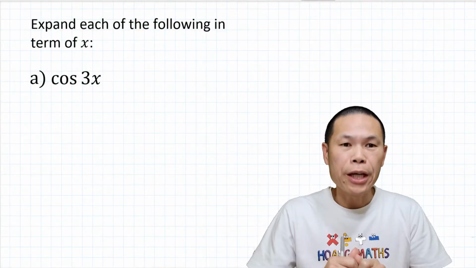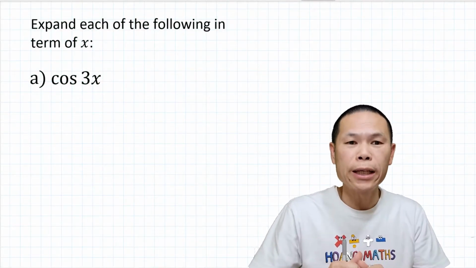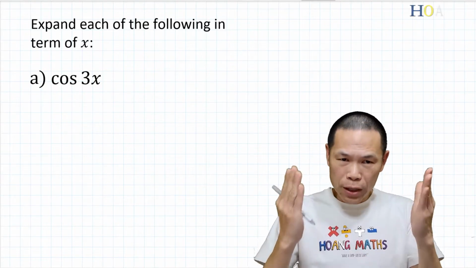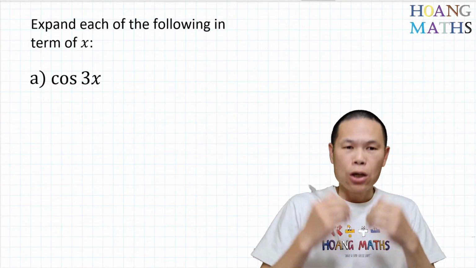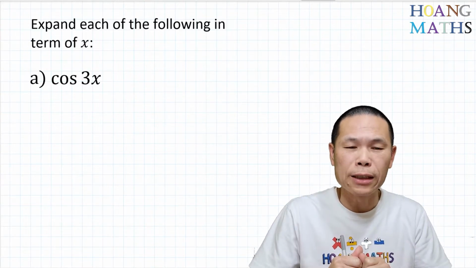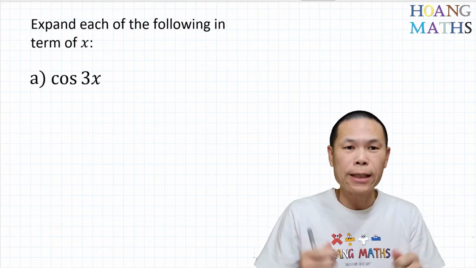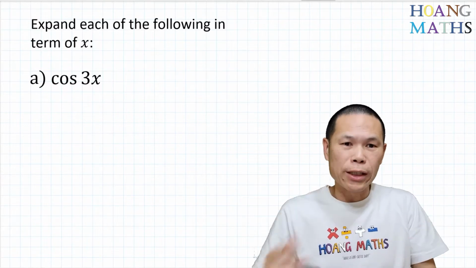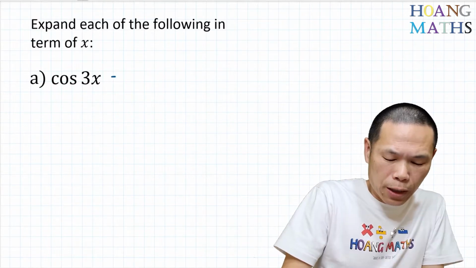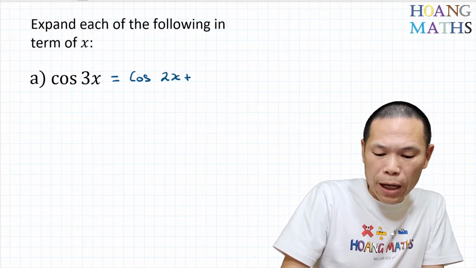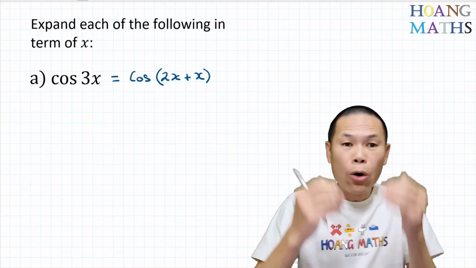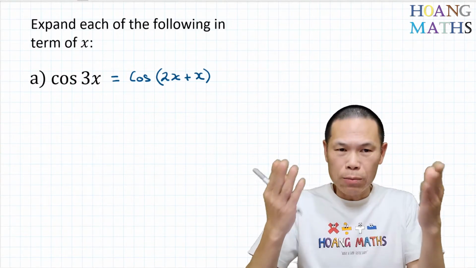First one, express cos of 3x in terms of x. So first of all, we know that cos of 3x is the same as cos of 2x plus x because 2x plus x is 3x. So let me just write this down. So that is equal to cos of 2x plus x or cos of x plus 2x. Doesn't matter how you write it.